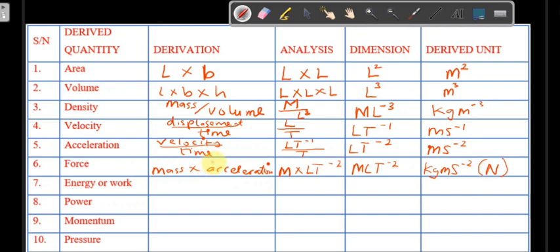Then next, we have work or energy. Work is equal to force times distance. We know the dimension of force as MLT minus 2, times distance, which is L. So the dimension is going to be M. When you multiply L by L, that will give us L squared. Then we retain our T minus 2. So the derived unit is going to be kilogram meter squared per second squared. Again, like force, this can just be represented as joules.